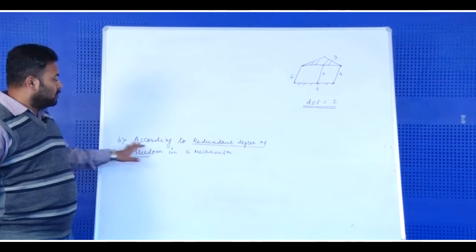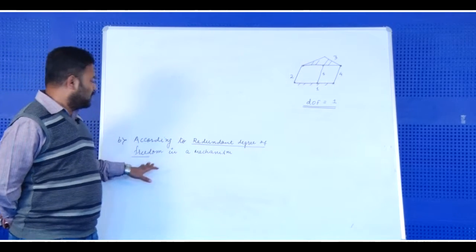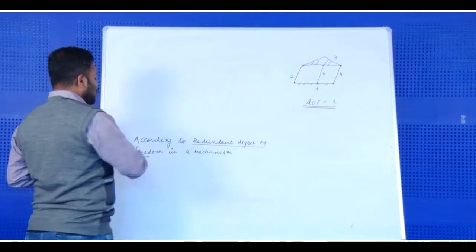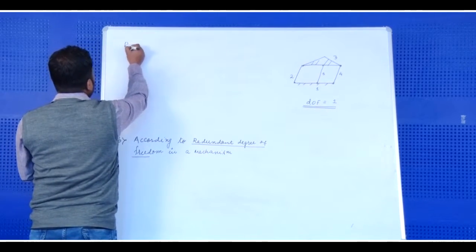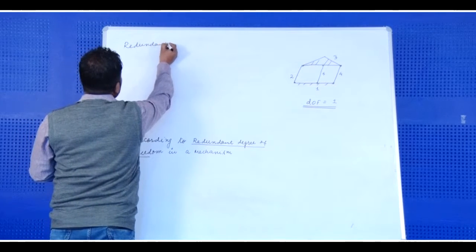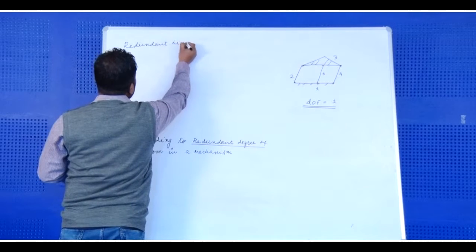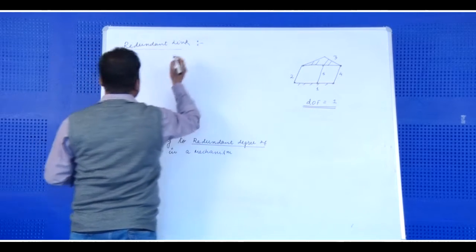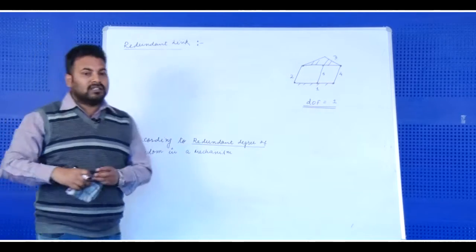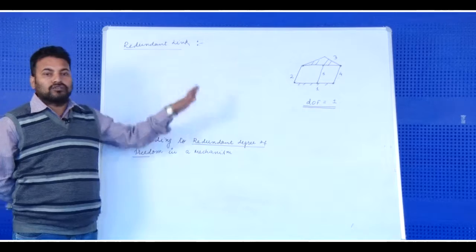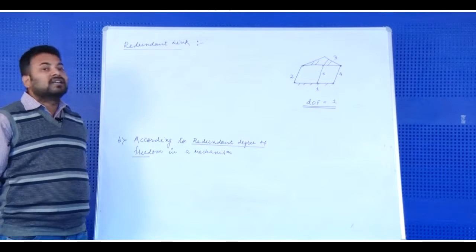The second exception was due to redundant degree of freedom in a mechanism. Redundant degree of freedom is caused by any redundant link in the mechanism. Let me define a redundant link first. A redundant link is any link in a mechanism which does not introduce any constraint to the mechanism.